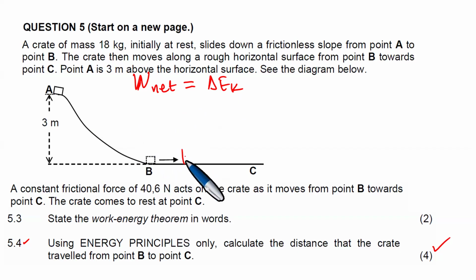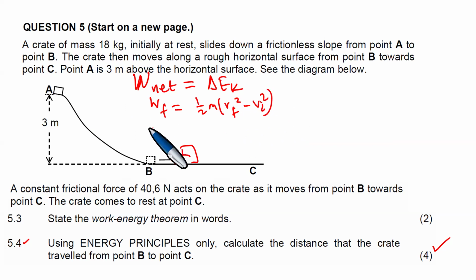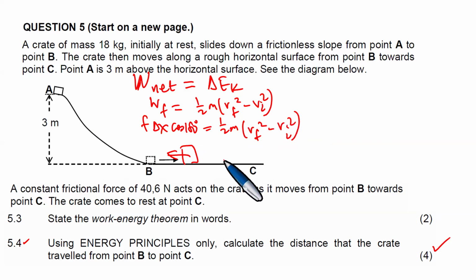Because by the time it moves here, there's not going to be any applied force there; the only force is going to be friction. Which means the net work done is going to be the work done by friction. Okay, we continue like this, which is F delta X cosine 180 degrees, equal to half M VF squared minus V initial squared.